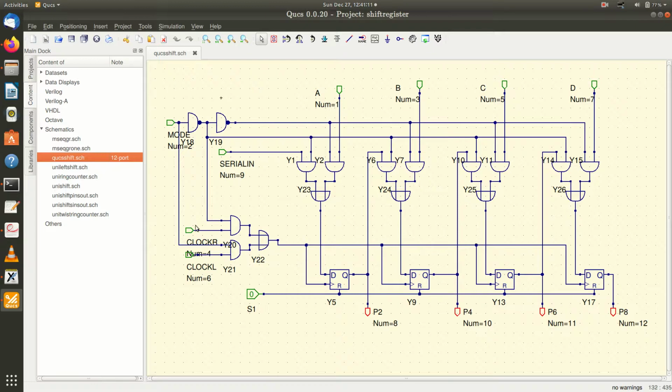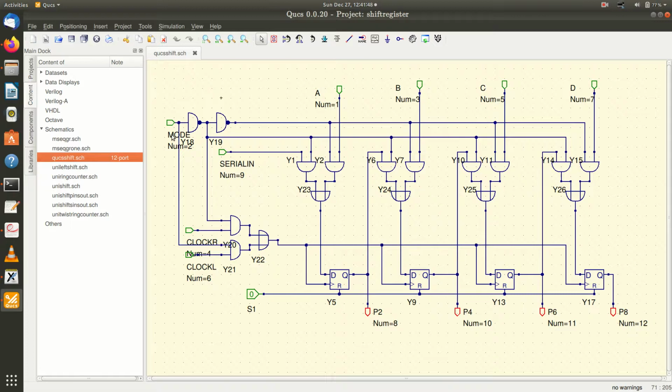What it multiplexes is the right shifting and left shifting clocks based on the mode. If the mode is 0, this lower AND is disabled, but this upper AND is enabled. The upper AND passes the right clock through this AND gate and this OR gate into the parallel clock signal. If the mode is a 1, the lower AND gate is enabled and it passes the clock left. The top AND gate is disabled. So the clock left signal appears at all the clocks through this OR gate. So mode equal to 0 is for right shifting, and mode equal to 1 for left shifting.